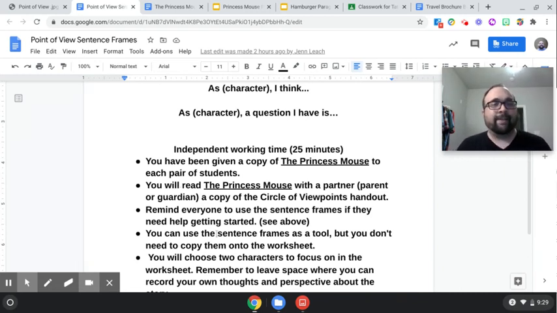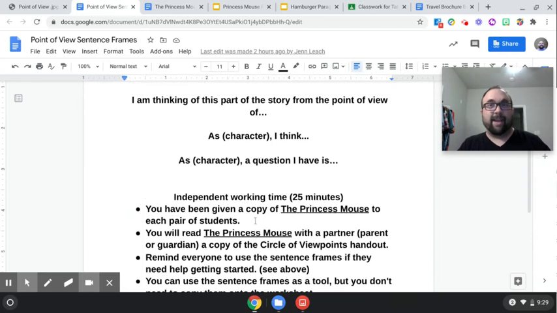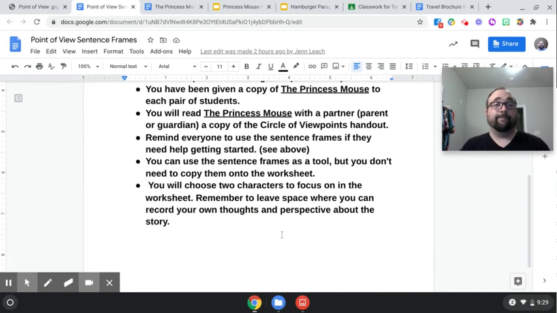Also, remind everyone to use the sentence frames if they need help getting started. If you need help, even thinking about this character and how they would be feeling, use these as you read or reread if you need to. You will choose two characters to focus on in the worksheet. Remember to leave space where you can record your own thoughts and perspective about the story. Okay, now let's get to the story.